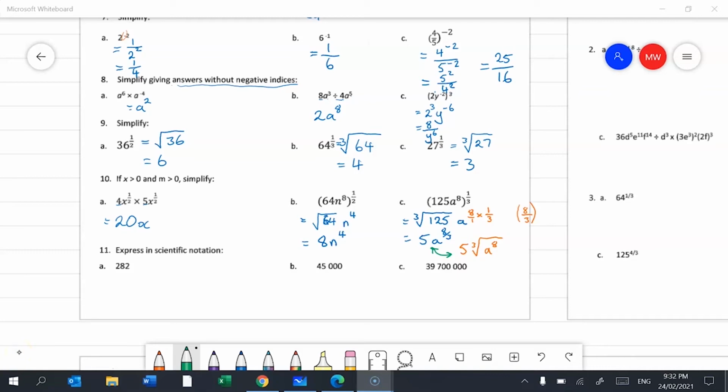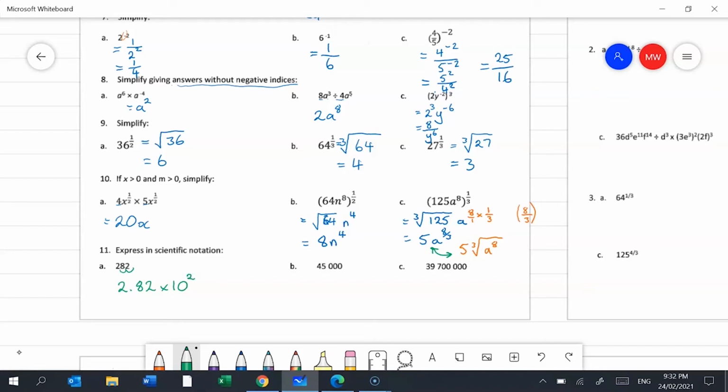In question 11, we're looking at scientific notation. Now, we would normally use scientific notation for really, really, really big numbers or really, really, really small numbers. We wouldn't normally use it for 282, but for the exercise, what we're going to do is make this 2.82 times 10, and then we're going to have a look at how many places the decimal has moved, okay? And it's 2, so we write it in.